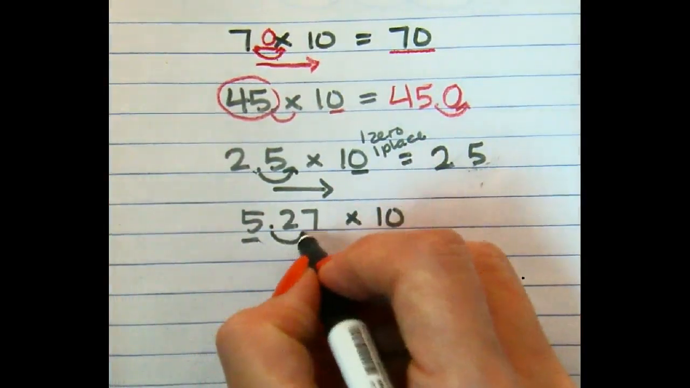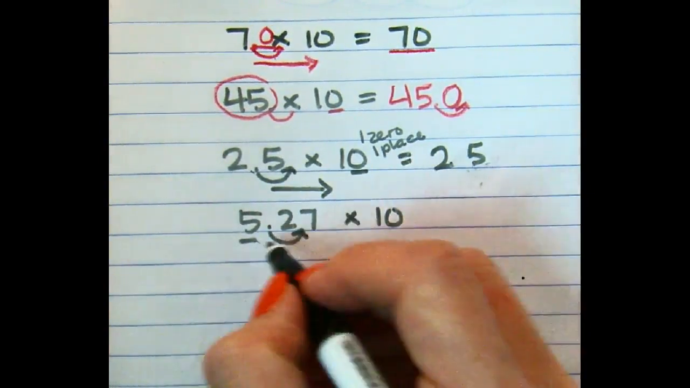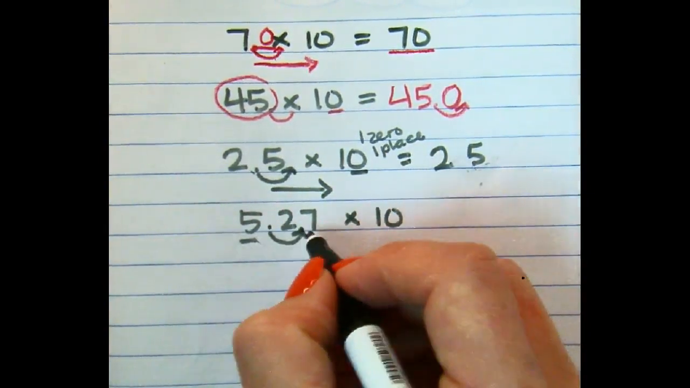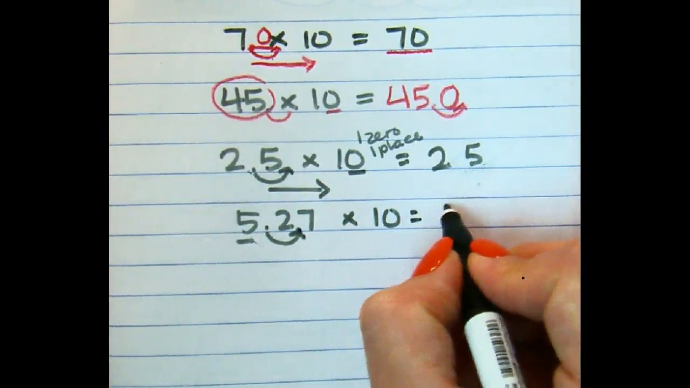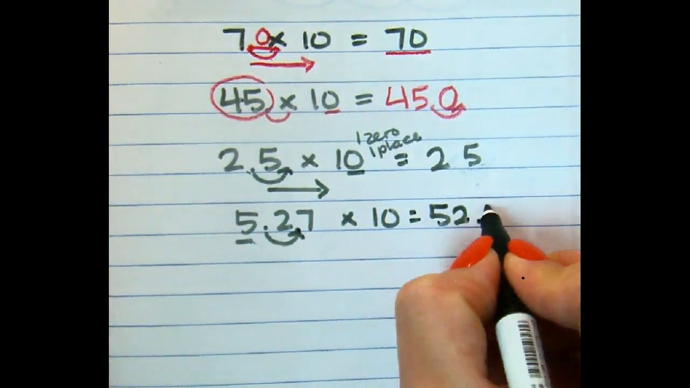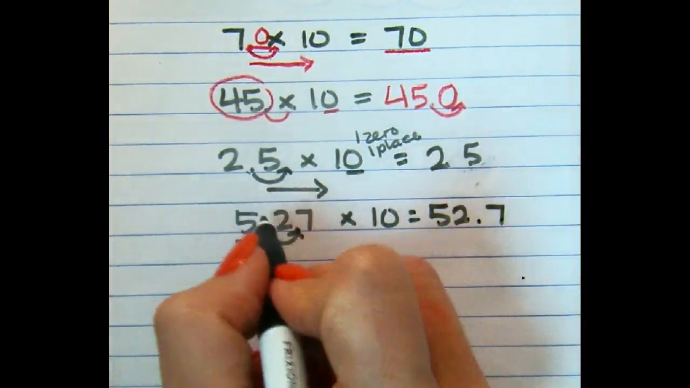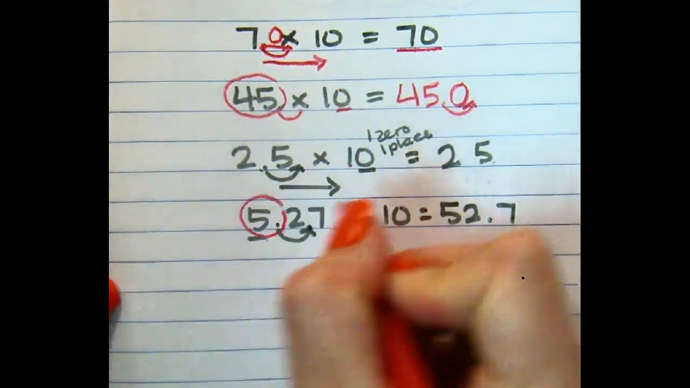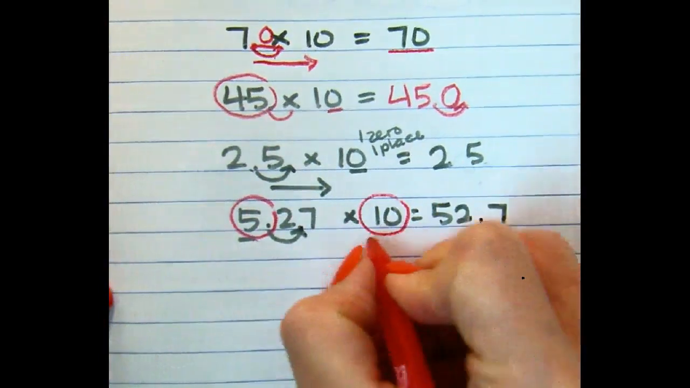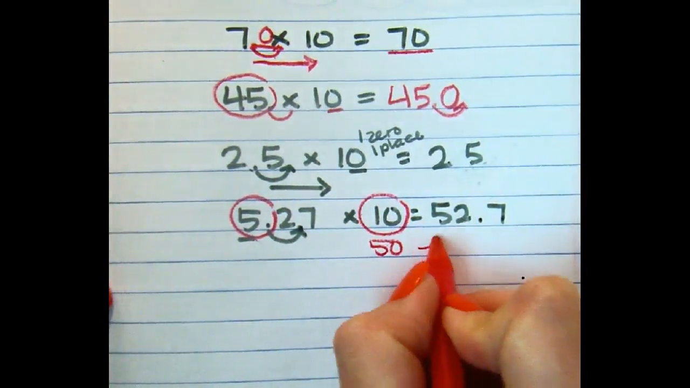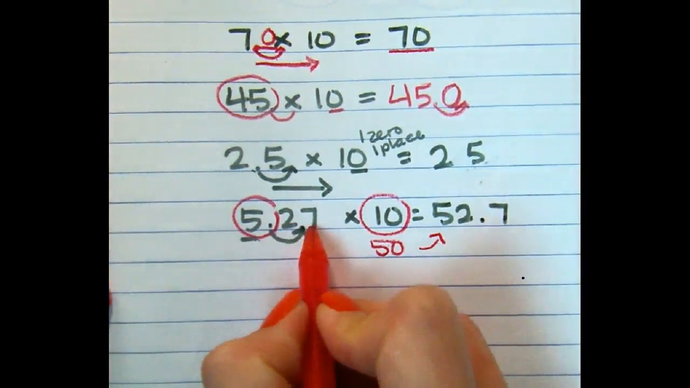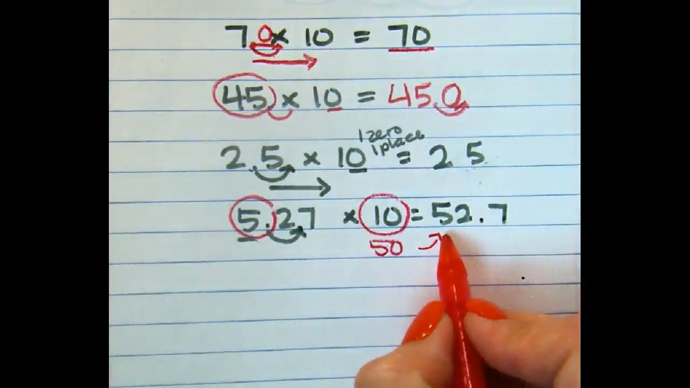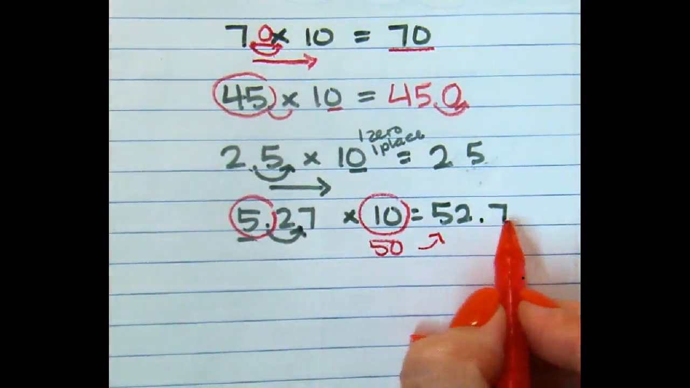Yes. If we move this over one time, we will get 52 7/10. So let's record that, 52 7/10. So if we think about, again, the rounded numbers, we have 5 times 10, which is 50. Isn't it reasonable to say that 5 27/100 times 10 is somewhere close to 50, 52 7/10?